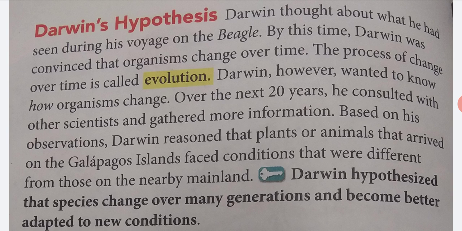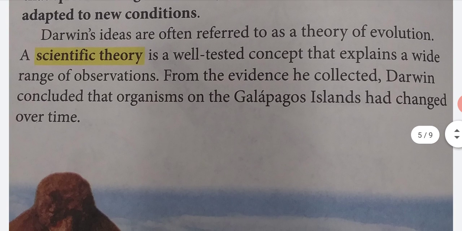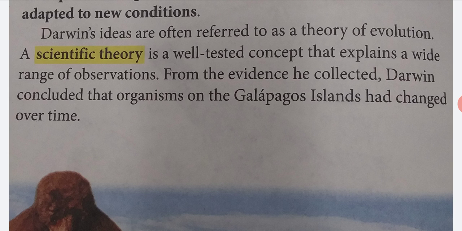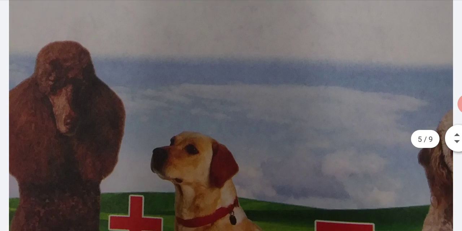Based on his observations, Darwin reasoned that plants or animals that arrived on the Galapagos Islands faced conditions that were different from those on the nearby mainland. Darwin hypothesized that species change over many generations and become better adapted to new conditions. Darwin's ideas are often referred to as a theory of evolution. A scientific theory is a well-tested concept that explains a wide range of observations. From the evidence he collected, Darwin concluded that organisms on the Galapagos Islands had changed over time.